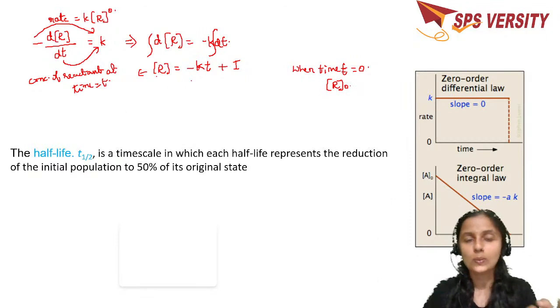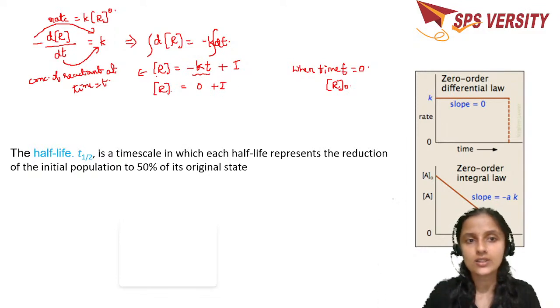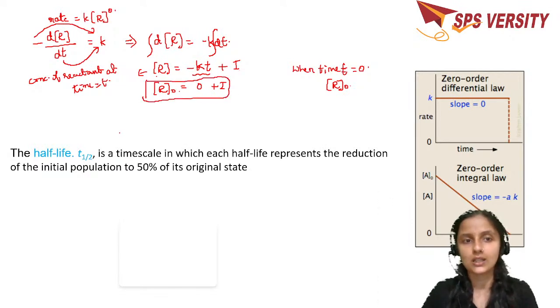So we'll apply this to this particular equation. When time t is equal to 0, this whole term disappears. You have 0 plus I, which is equal to the initial concentration. So you got the value of I, isn't it? I is equal to R naught. You put that here. So you get the equation R is equal to minus kt plus R naught.